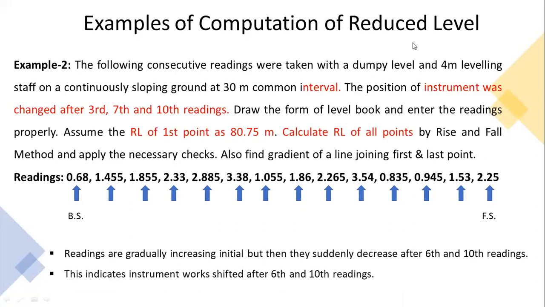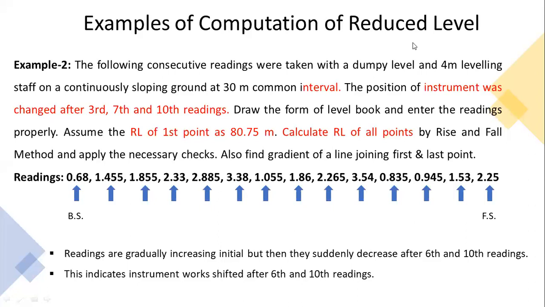Here, the readings are gradually increasing initially. We can see that the first reading is 0.68, then the reading increases to 1.455, then again increases to 1.855, again increases to 2.33, then 2.885, then 3.38, then again the reading decreases to 1.055, right? So the readings are gradually increasing initially, but then they suddenly decrease after the sixth and 10th reading, right?